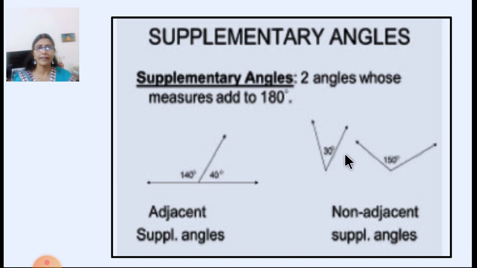Here they are non-adjacent supplementary angles. Here also if you add them, 150 plus 30, you will get 180 degrees. But they are non-adjacent supplementary angles. And each angle is the supplement of the other angle.